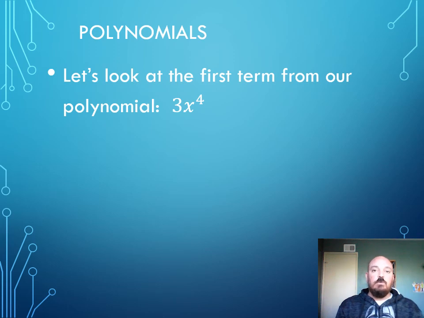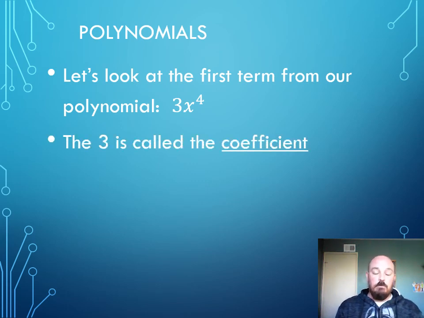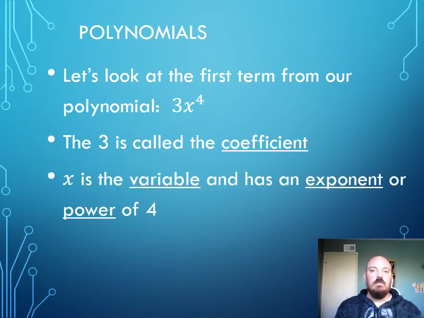Okay, so let's go back to our original polynomial. The first term was 3x to the fourth. Here's some vocab I want to make sure you guys know. The number part, the 3, that's what we call a coefficient. Now the x part is a variable. That's an easy word, we use that all the time. And the 4 is an exponent, or sometimes we say power, x to the fourth power.